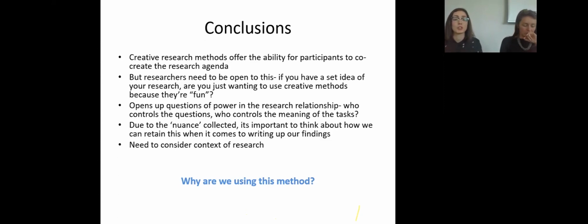It opens up questions of power in the research relationship. Who controls the question, who controls the meaning, and who controls the analysis? Are we able to share that with anyone, or do we just want to hold on to that power? Due to the nuance collected in these kinds of methods, it's important to think about how we can retain this when it comes to our writing. It's not enough that we experience the nuance, but how can we share that with the audience? Otherwise, what was the point of doing this method anyway?